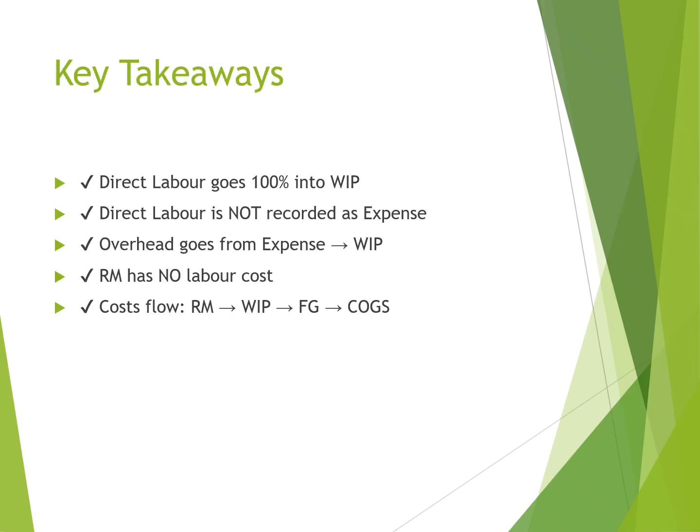And here are the key points you must remember. Direct labor is always work in process. Direct labor is 100% product cost. Overhead moves from expense into work in process. Raw materials never include labor, and the inventory flows raw materials, work in process, finished goods, and finally cost of goods sold.